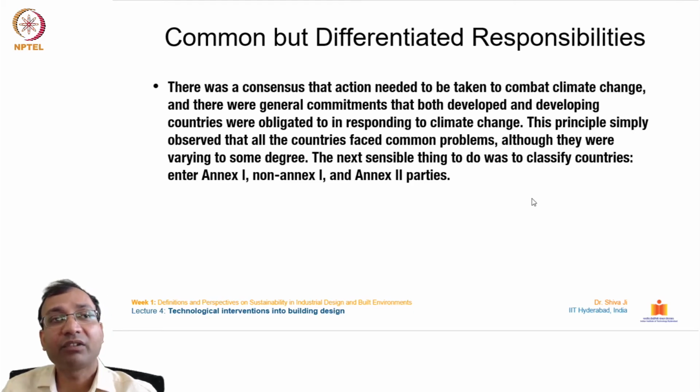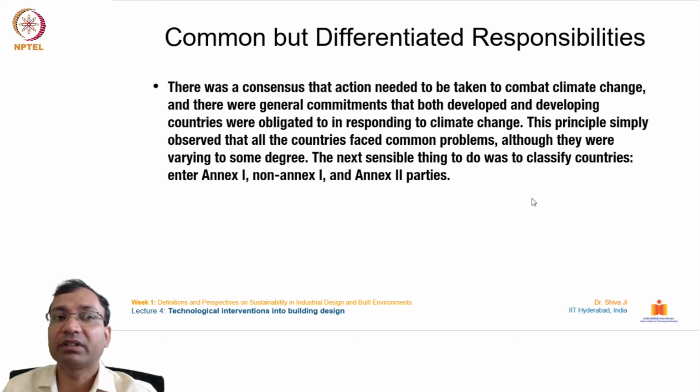So let's see. There was a consensus that action needed to be taken to combat climate change. And there were general commitments that both developed and developing countries were obligated to in responding to climate change. This principle simply observed that all the countries faced common problems, although they varied to some degree.